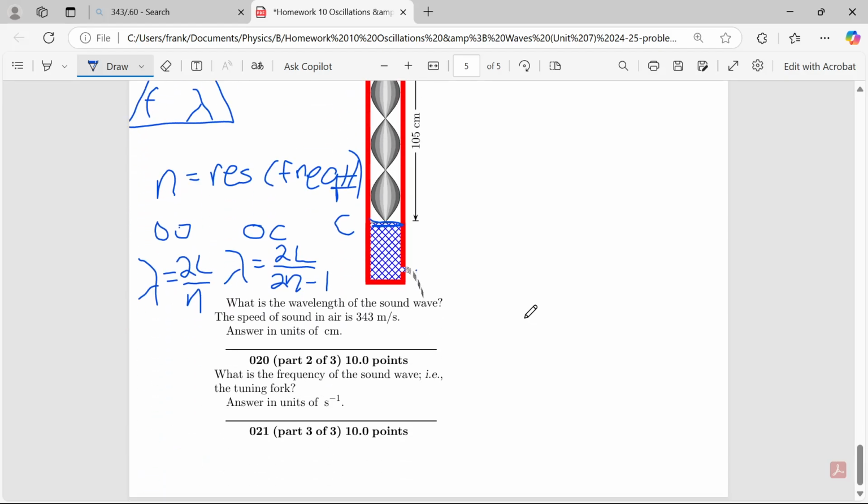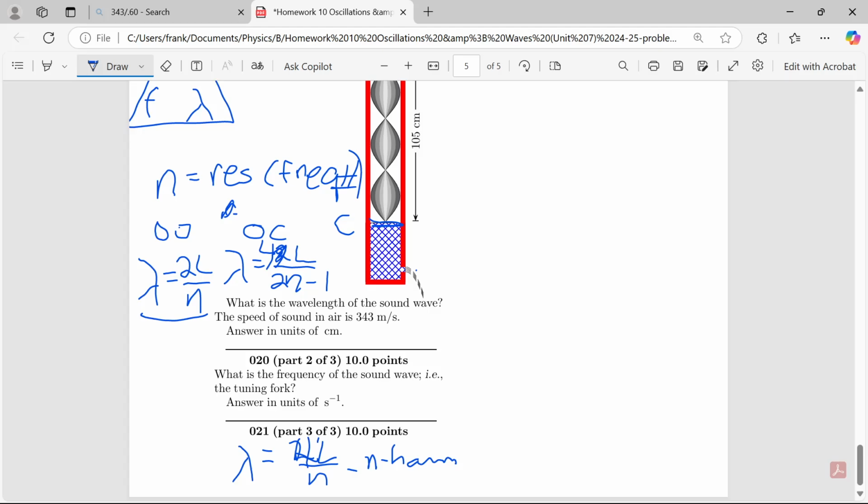That's the resonance. If the number given is a harmonic, then this formula remains the same for open. For open closed, if N is the harmonic, it's 2L. Oh, wait a minute, I wrote that formula wrong. It's 4L divided by N, where N is the harmonic. And if it's a resonance, then it's 2N minus 1, where N is the resonance. So you got to be careful.